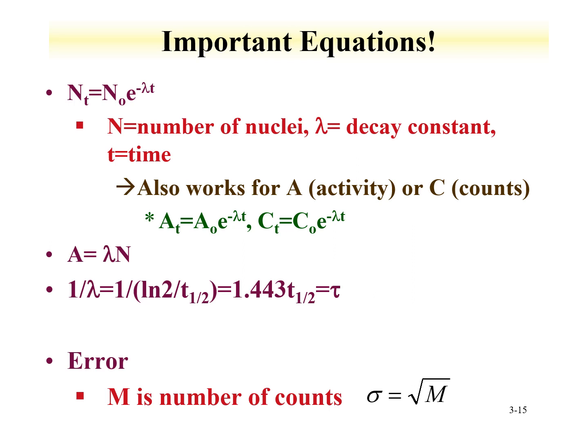We also have activity equals lambda N. So the number of atoms times lambda is equal to activity. So this is becquerel, which is counts per second, and curies, which is 3.7 times 10 to the 10th decays per second. So 3.7 times 10 to the 10th becquerels. We also have lifetime, which is the average lifetime of an atom is 1.443 times its half-life.